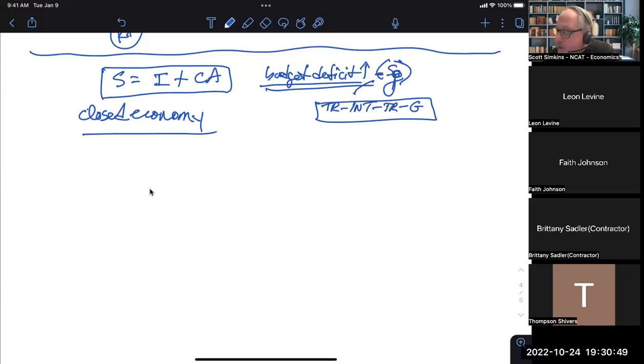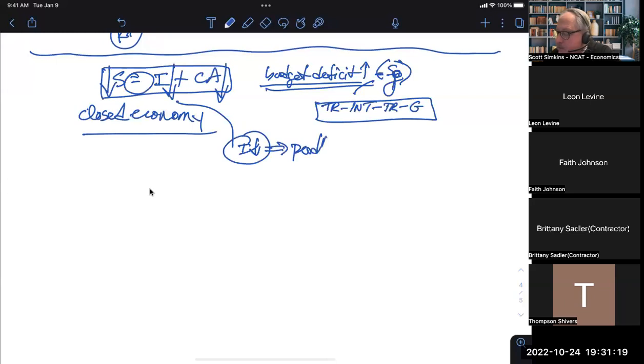So with a budget deficit, saving by the government goes down. There's an equal sign here, so if that goes down, then something else has to go down. That's the only way it can be. So what are the likely outcomes? Well, if investment goes down, there's not going to be as much capital, and that affects the production function. Capital is going to go down. There's going to be less capital in the future than there would have been.